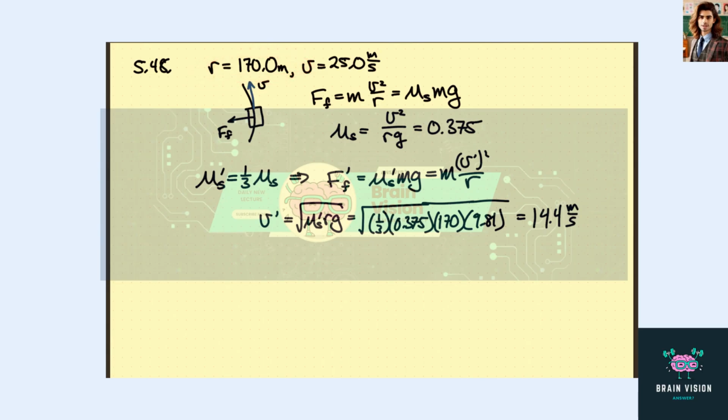Here we have a flat or unbanked curve on a highway with a radius of 170 meters. A car goes around the curve at 25 meters per second, and we want to figure out what friction force needs to be acting to keep the car from sliding.